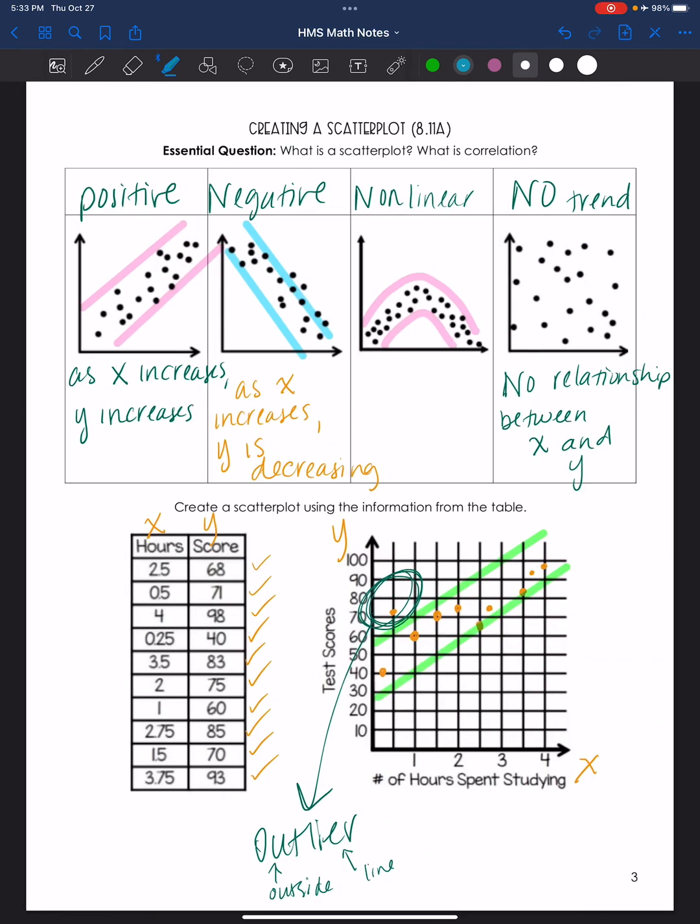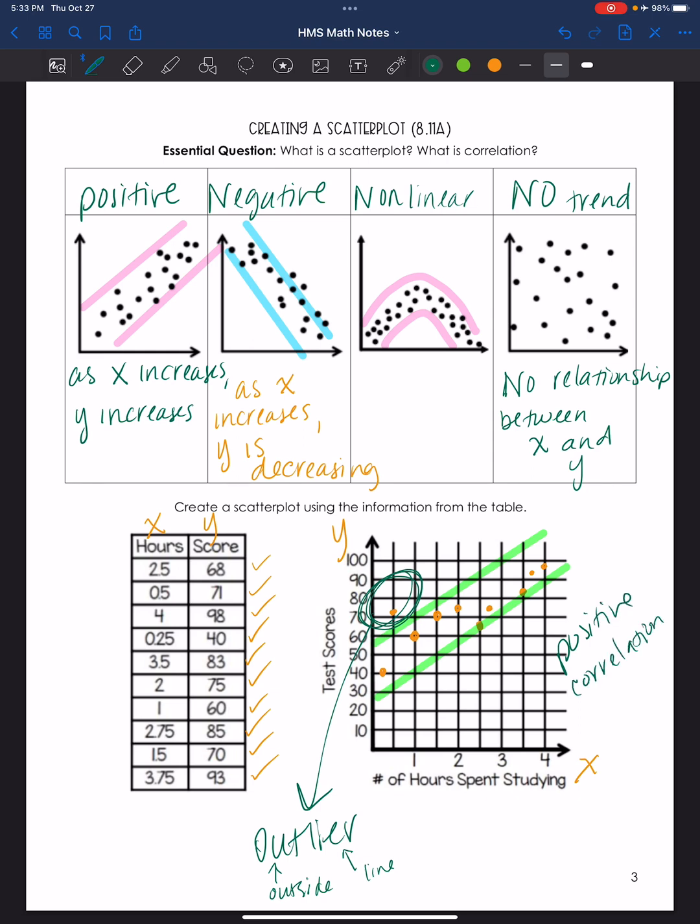So this guy who spent 30 minutes on the test and scored a 71, he is kind of outside the trend line here, but not so far out that I would discount him. What we call this, we will call this a positive, well, that's awful handwriting. Let's redo that. A positive correlation.